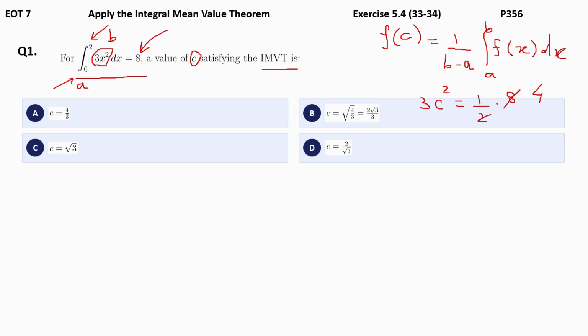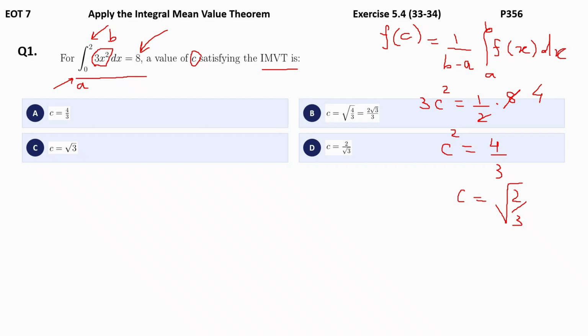You can directly enter in the calculator, but you will get one of the values, and sometimes you will notice both option B and D are the right answer. So in that case, it's always better to use the manual method. So I transpose 3 to the other side, which is 4 over 3. And your c is nothing but root 4 over 3. Negative value we will avoid because the limit ranges from 0 to 2, the positive side.